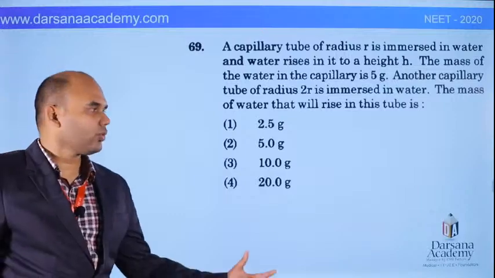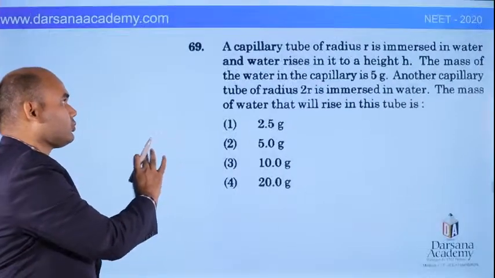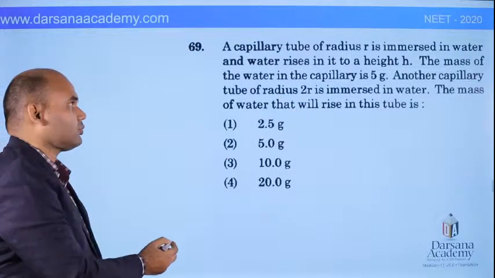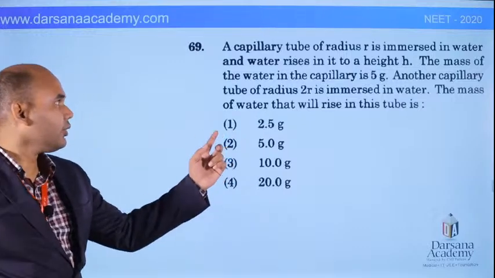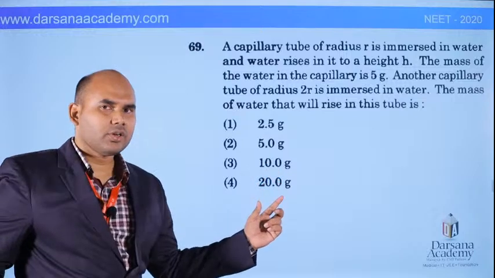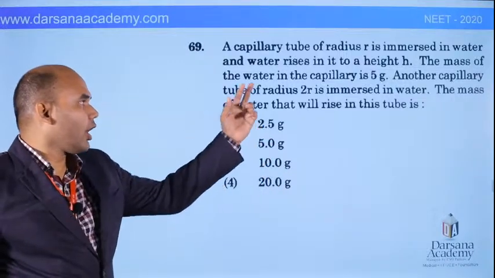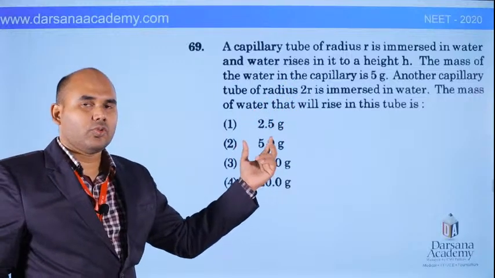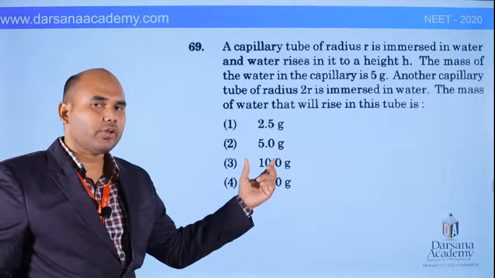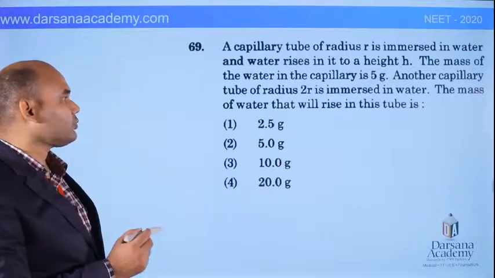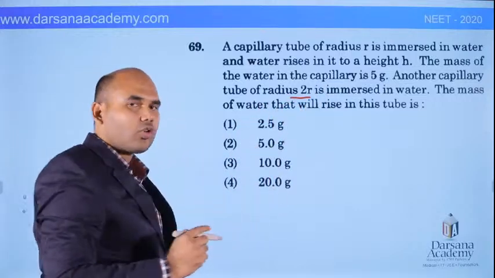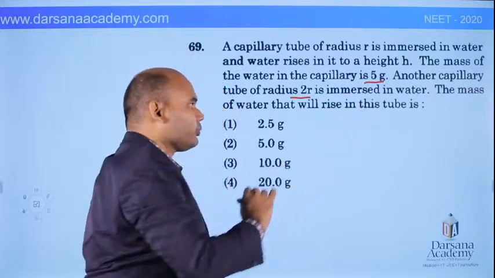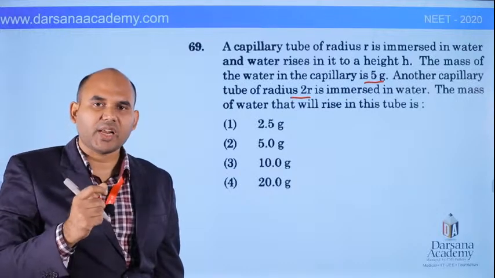Okay, this is also a simple problem. You can see here it is given a capillary tube of radius r is immersed in water, and water rises to a height of h. Now this capillary tube was replaced by another tube of radius 2r. Okay, and initially the mass of the water inside the capillary tube was 5 gram. So you have to find, in the new setup, what will be the mass of water inside the capillary tube.